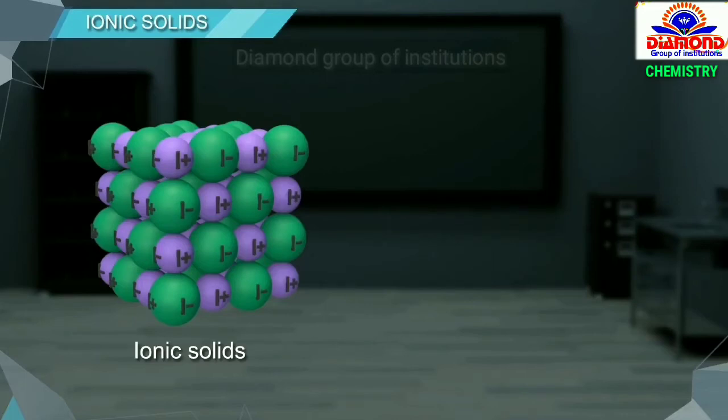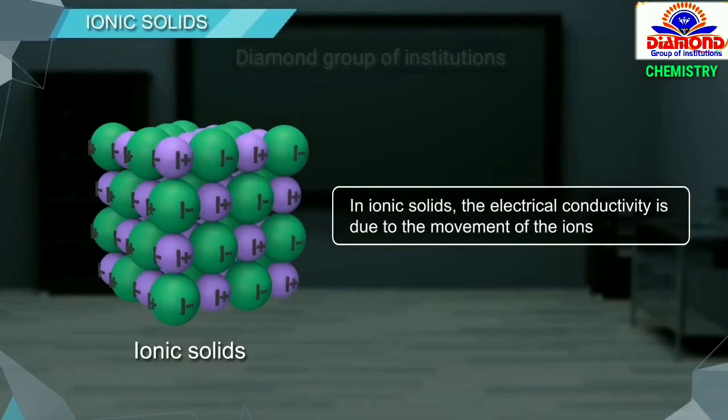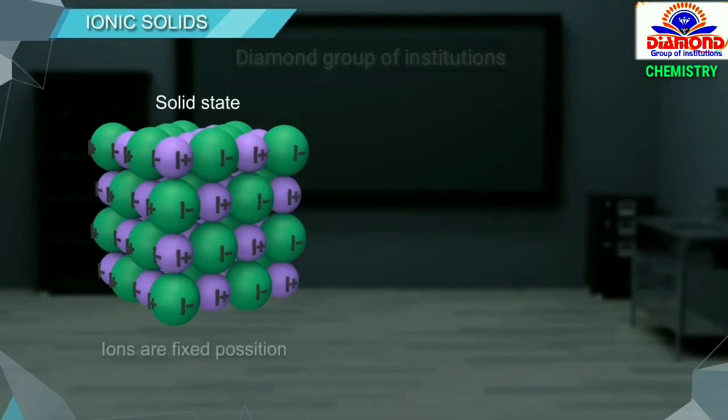Here, the question is, why are ionic solids very good conductors in the molten state and not in the solid state? In ionic solids, the electrical conductivity is due to the movement of the ions. However, in the solid state, the ions are in fixed positions and they are not free to move.